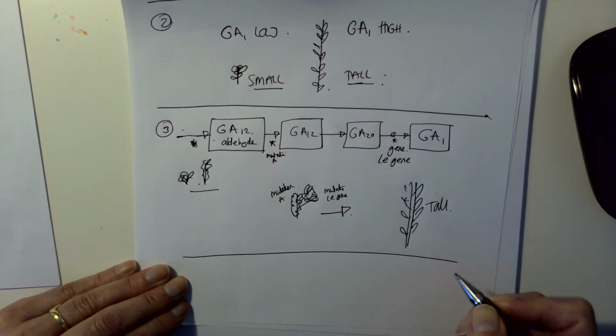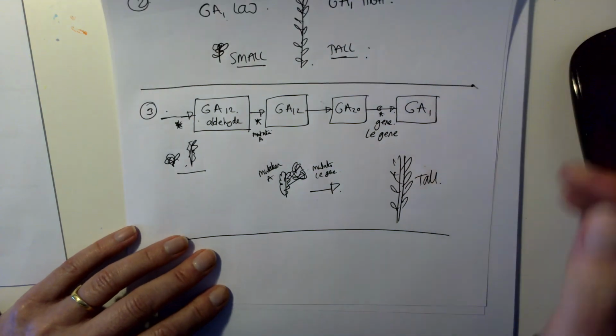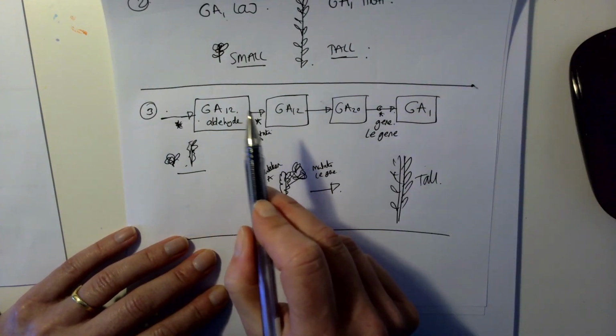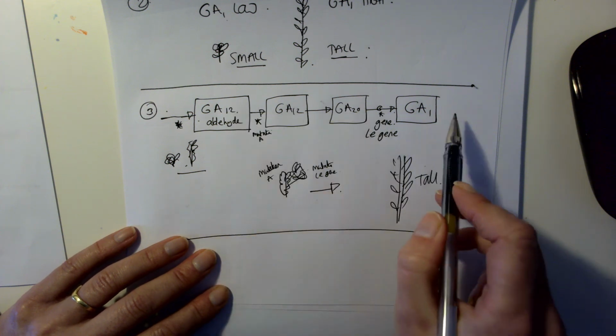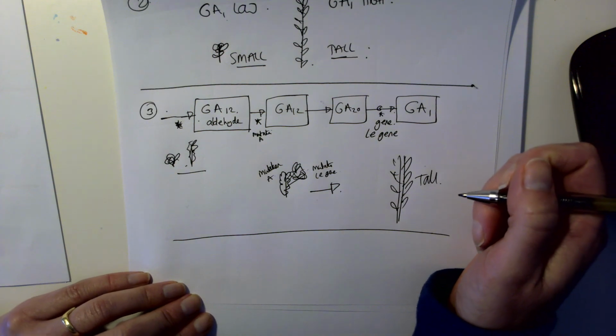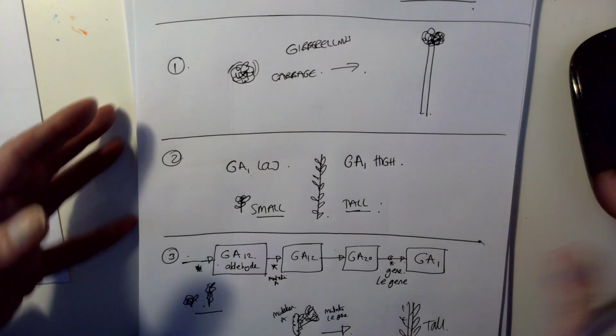So they were able to prove a couple of things. They were able to prove that gibberellins were involved in stem elongation to get tall plants, and they also could prove that it wasn't just one gibberellin, there are many types involved in a metabolic pathway that was needed for that final stem elongation to take place. So hopefully this will help you understand some of the experiments that took place to do with stem elongation.